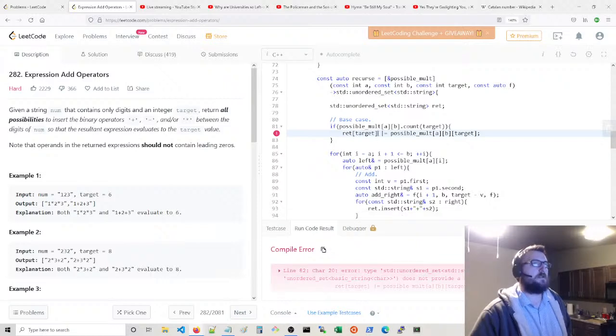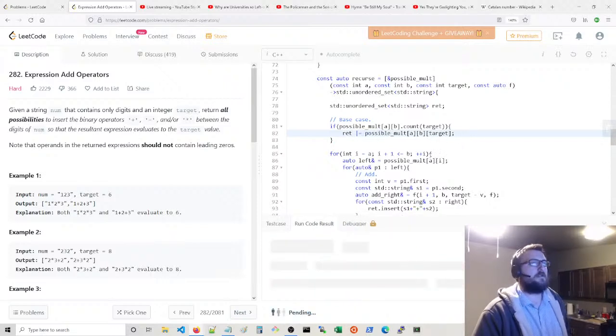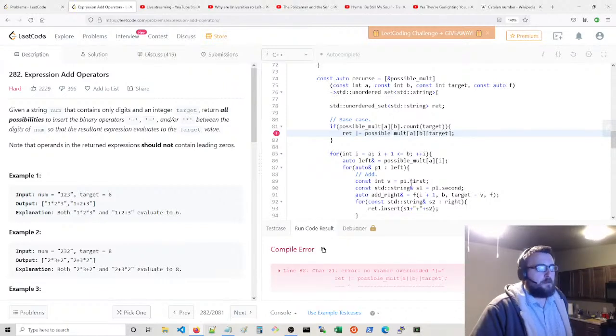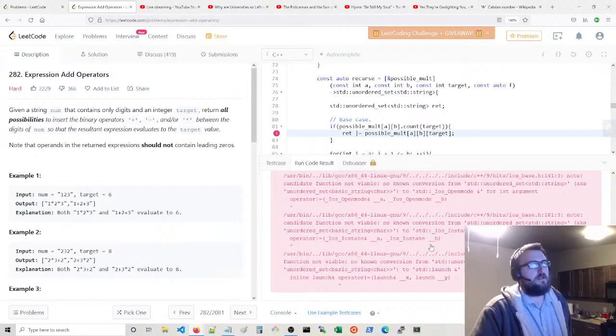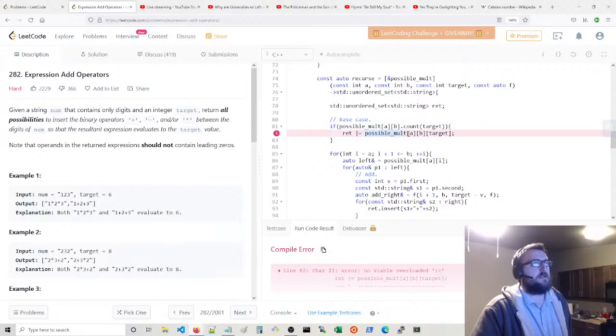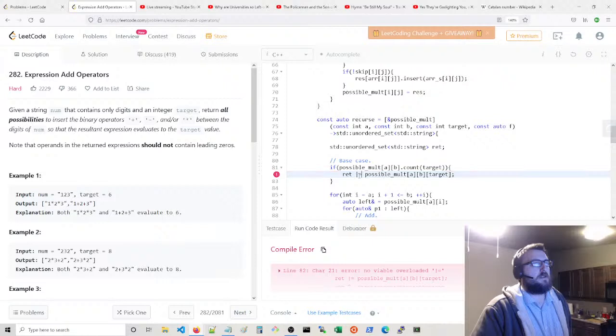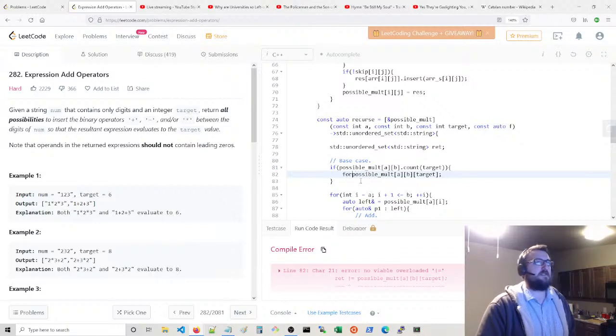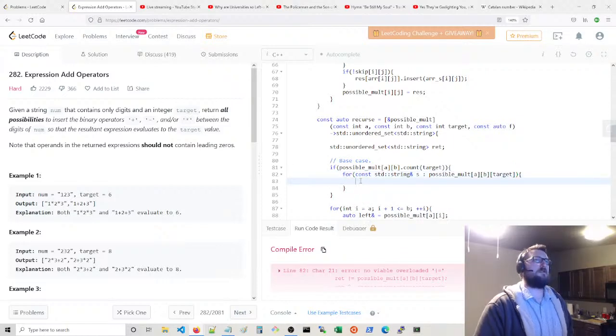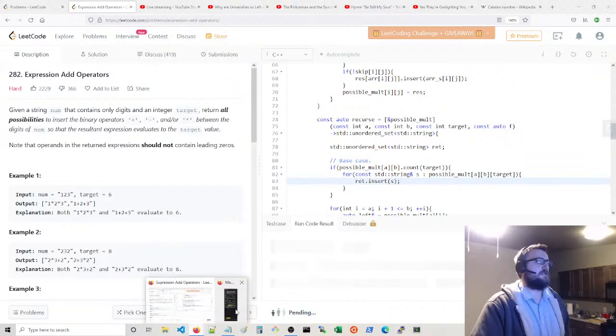Does not provide, oh yeah, we said we can get rid of that, right? Sweet. No viable overloaded. What do you mean? Oh, because these are unordered sets rather than, I see. I see the problem. Okay, that's fine. Yeah, because they're unordered sets, so you don't have that overload.